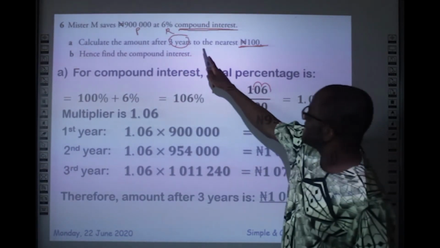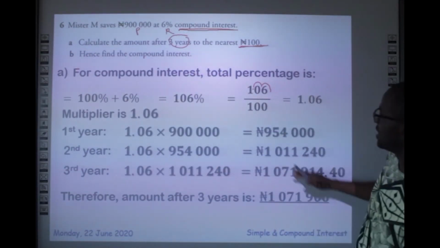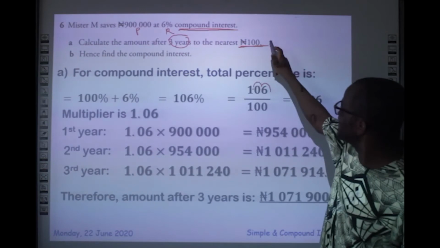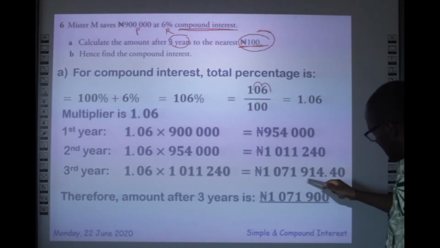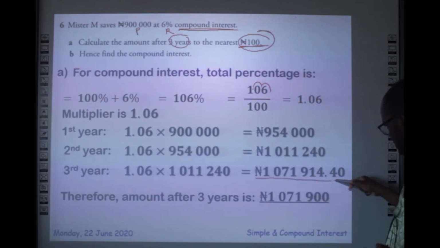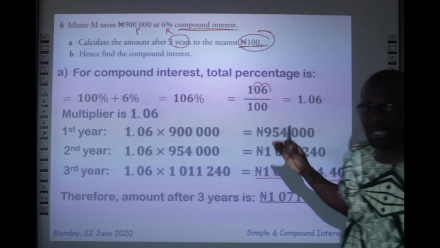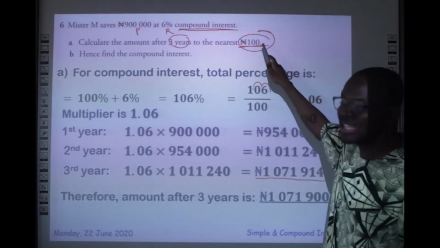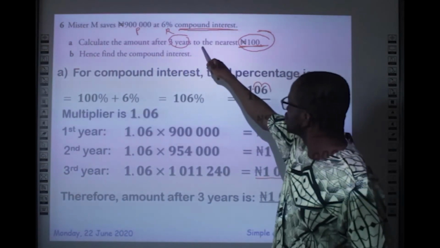But the question says, calculate the amount after 3 years, which is what we've done, but to the nearest naira. Take note of that. To the nearest naira. Now, if you give just that as your answer, you may not get full marks. You have to be sure that your answer is in line with the question. Okay? Calculate the amount after 3 years to the nearest naira.